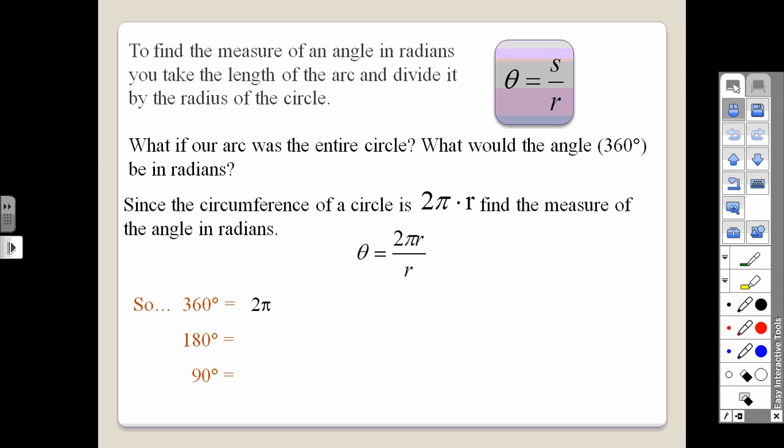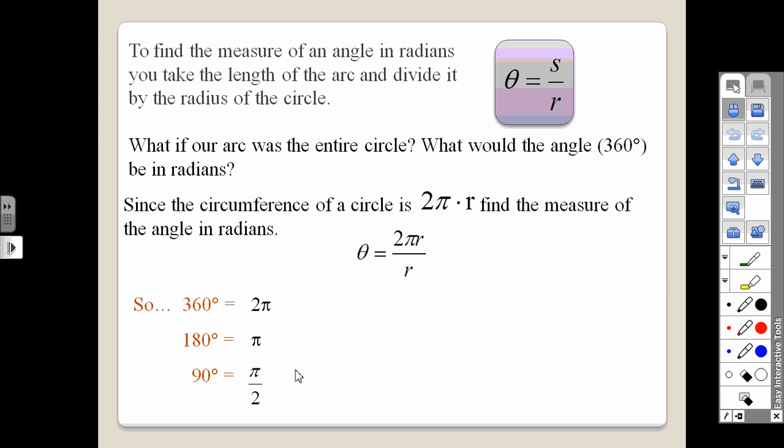All right, so let's talk about now, based off of 360 degrees being equivalent to 2 pi radians, what 180 degrees would be in radians. Since 180 is half of 360, we would just take half of 2 pi, which gives us pi. So half a circle is equivalent to pi radians, which is 3.14 radians, right? And then continuing on, half of 180 is 90, so half of pi is pi over 2. And so that's how many radians 90 degrees is.